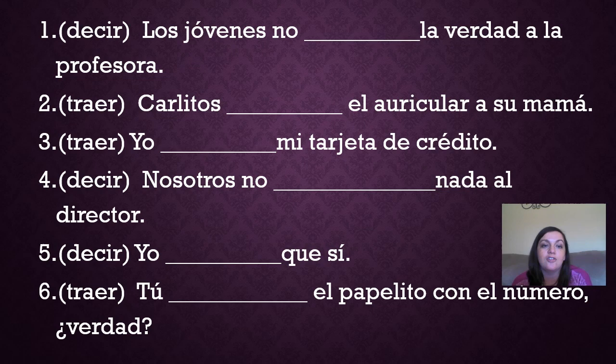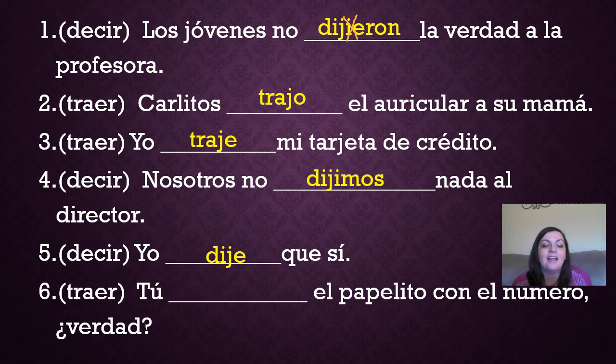All right, welcome back. So number 1, you guys should have dijeron. Actually, I misspelled that. This I is wrong. No I in there. Number 2, you should have trajo. Number 3, you should have traje. Number 4, dijimos. Number 5, dije. And number 6, trajiste.